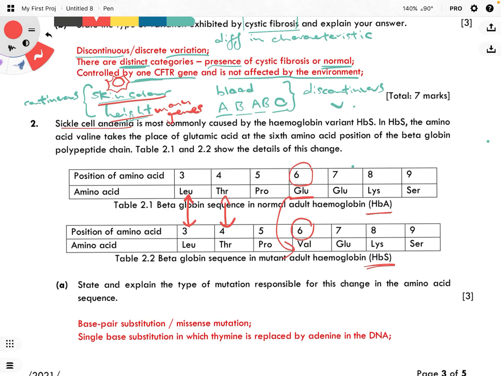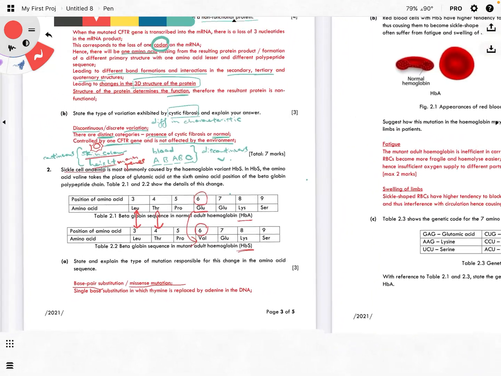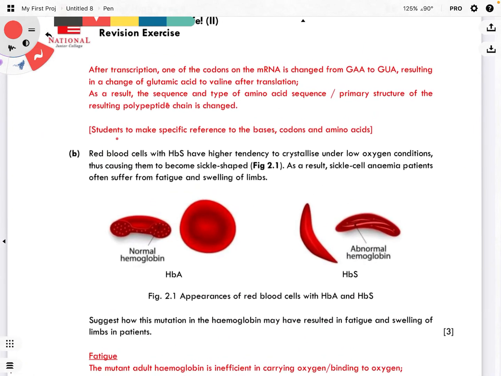So 2a asks you to state and explain the type of mutation responsible for this change. You would either mention missense mutation because a different amino acid is produced, or if you mention base pair substitution, that is also fine. You would then go on to elaborate your answer. What exactly has changed? Well, you want to remember this particular case study. Your textbook has actually mentioned this before.